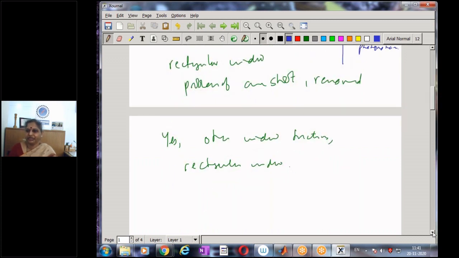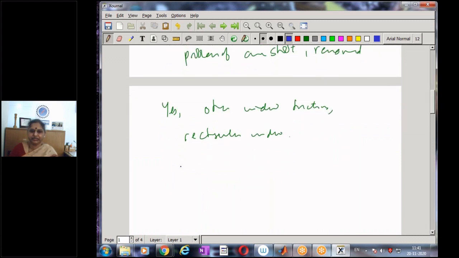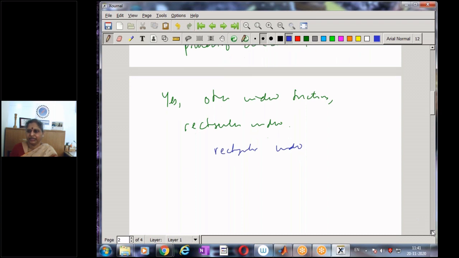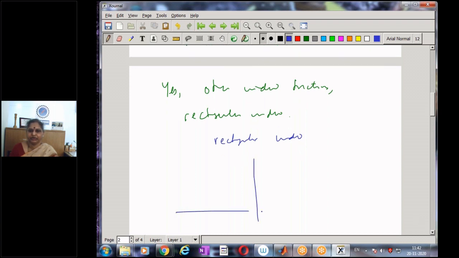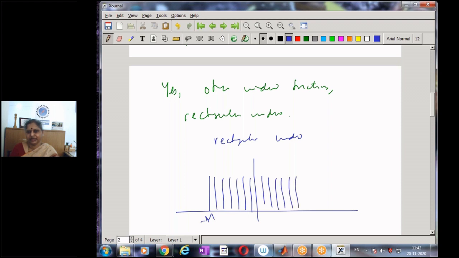What we have done in the rectangular window is use a window that retains values from minus m to plus m. It takes a constant value, and this is how we have taken our rectangular window function, with all other values being zero. This is our rectangular window function.